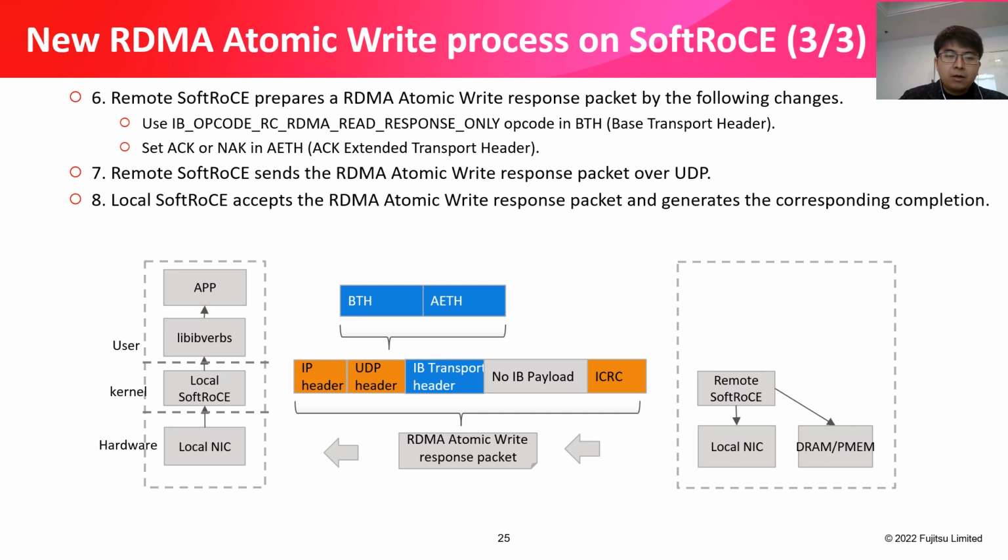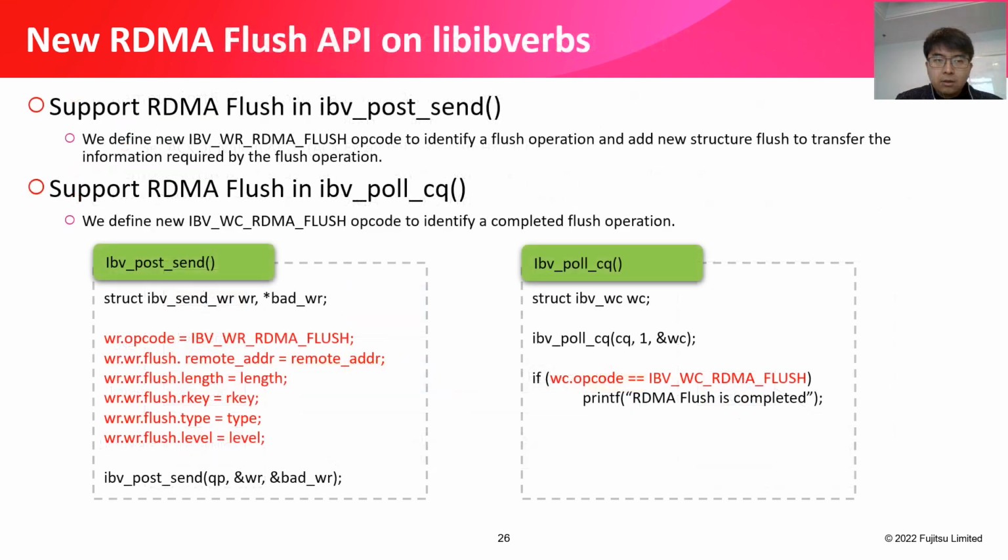Step 7. Remote soft RoCE sends the RDMA atomic write response packet over UDP. Step 8. Local soft RoCE accepts the RDMA atomic write response packet and generates the corresponding completion. Okay, let's go on to the next.